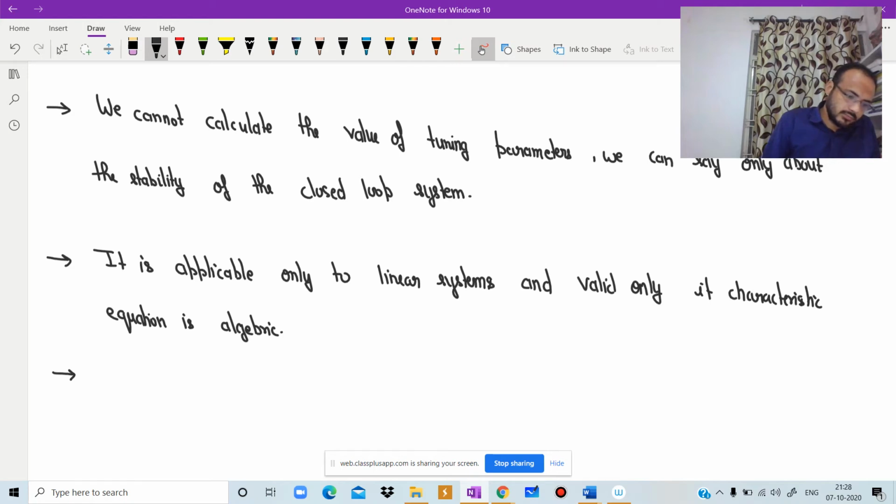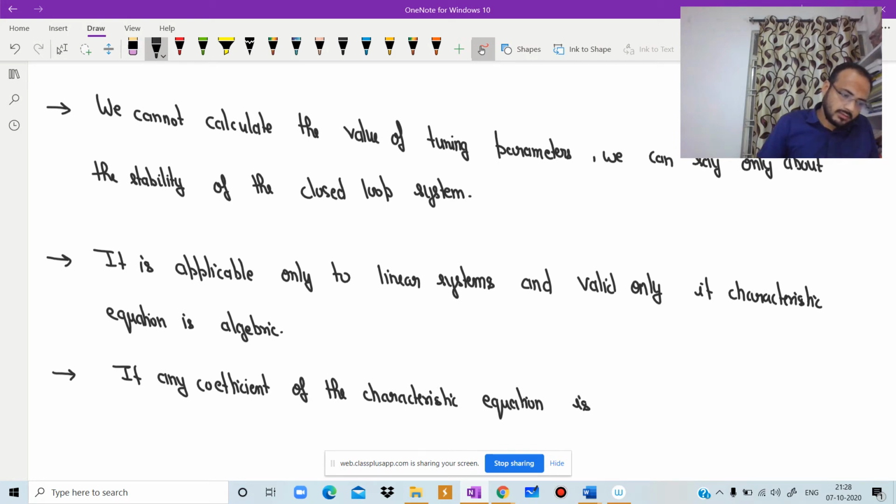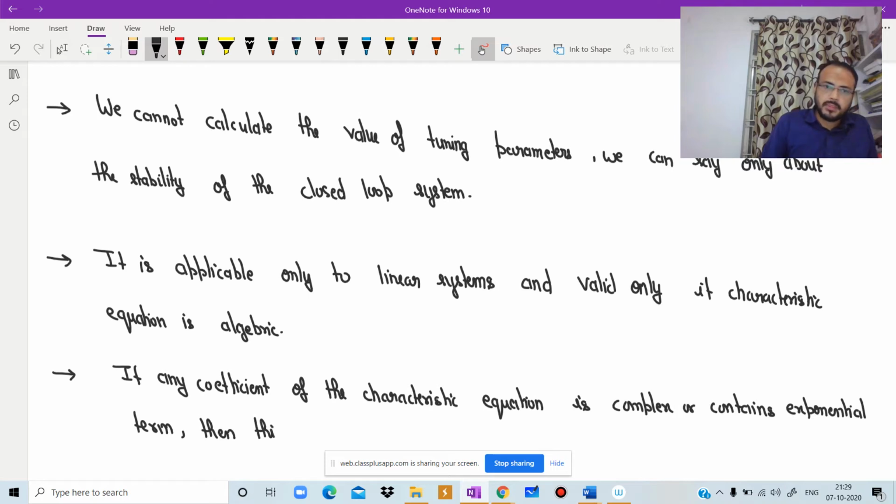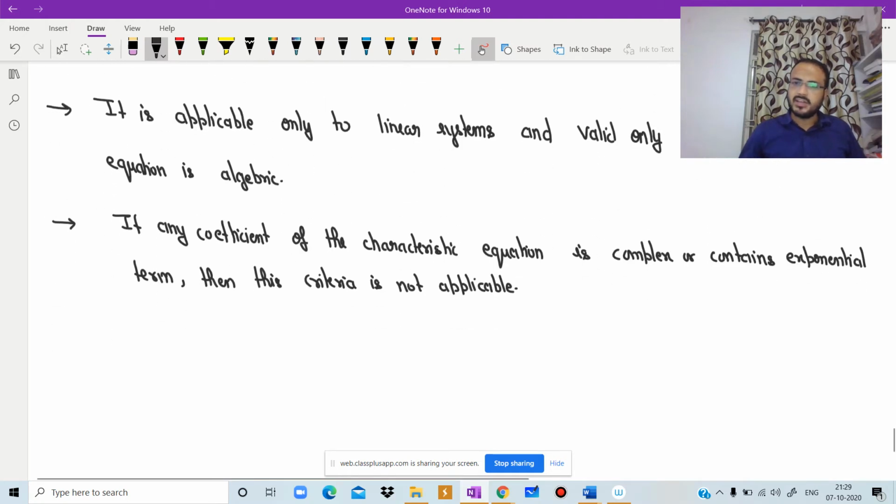Next point. If any coefficient of the characteristic equation is complex or contains an exponential term, then this criteria is not applicable. Is it clear up to this point?